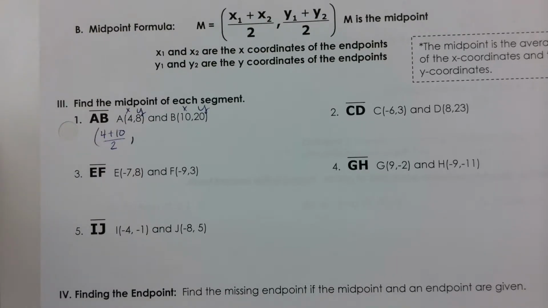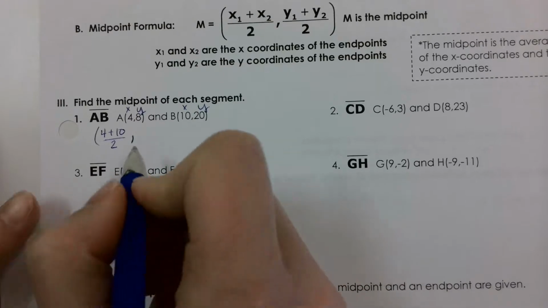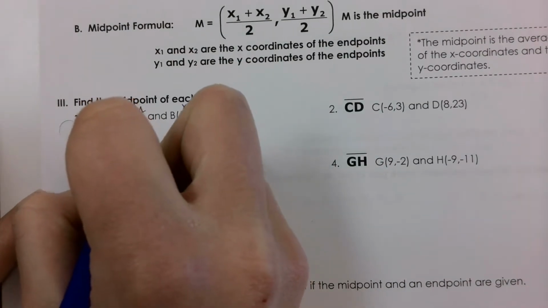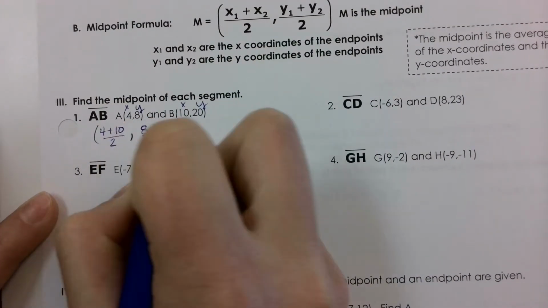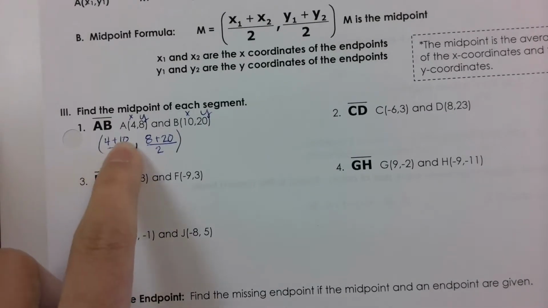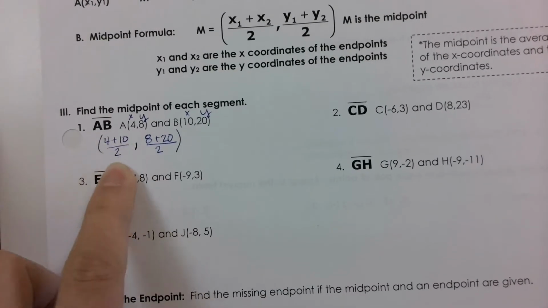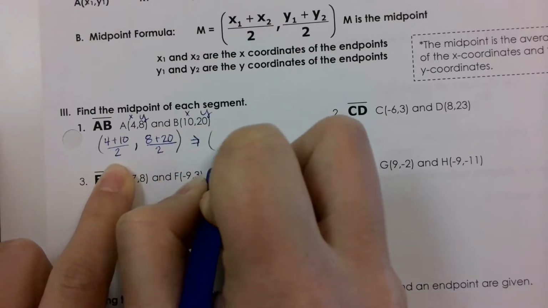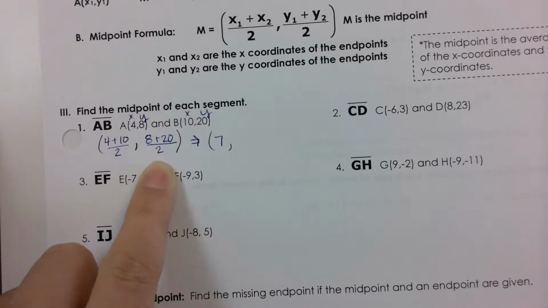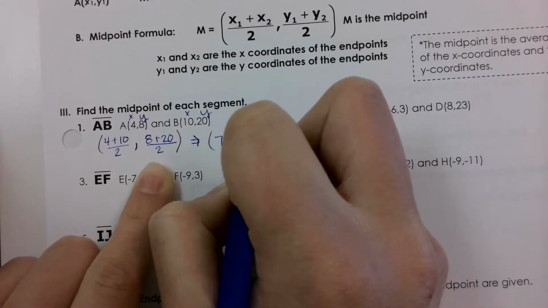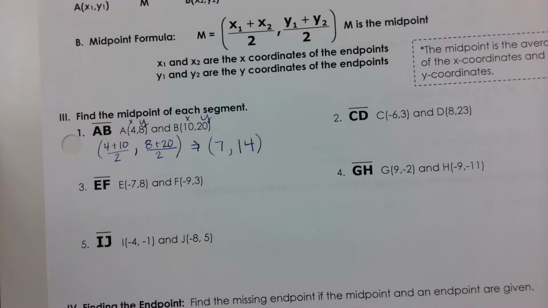It's not just like some random number. It is a point, an ordered pair. And then we're going to do the same thing with our y values. So what are the y's that we're adding? So 8 plus 20. And then what do we have to divide by? 2. So what is 4 plus 10? And what's 14 divided by 2? What is 8 plus 20? And what's 28 divided by 2? 14. So your midpoint is at (7, 14). Boom, done. Easy, right? That's it. Well, not really. Are we okay?